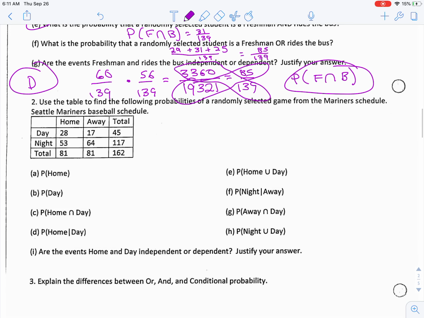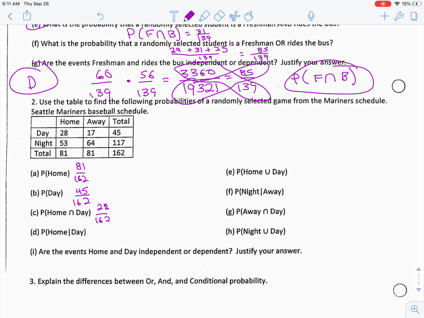Number 2, use the table to find the following probabilities of a randomly selected game from the Mariners schedule. Probability of a home game. My probability of a home game is all the home games, which is 81 out of 162. With probability, I don't make you reduce. You could have written a half. Probability of a day game. Well, there are a total of 45 day games out of 162. Home and day. Day and home is right there, 28 of 162.